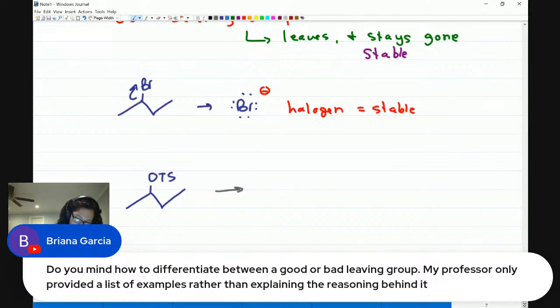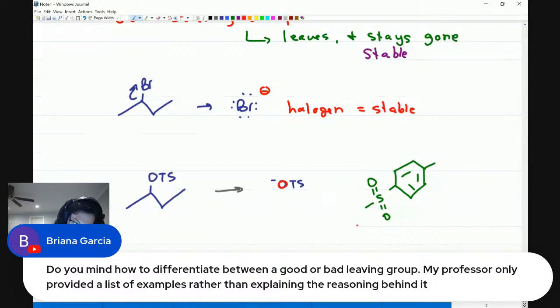What you get when it leaves is an OTs minus, which, okay, why is that a good leaving group? Well, let's see. OTs, tosylate, let me draw it out, is a toluene sulfonyl, and it's got the O. That O from the alcohol is right there. The reason this is such a good leaving group is oxygen is not carrying the burden of charge alone. It can resonate here. It can resonate here. That is what makes it stable.